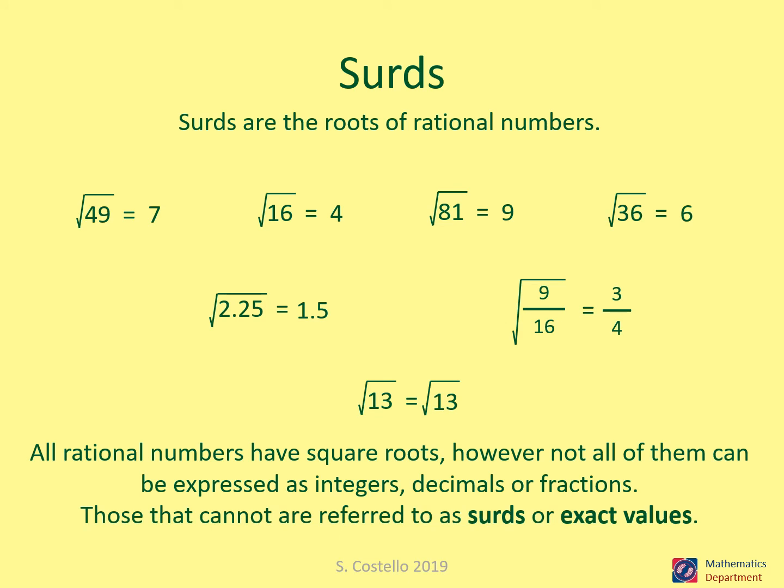All rational numbers have square roots. However, not all of them can be expressed as integers, decimals, or fractions. Those that cannot are referred to as surds or exact values.